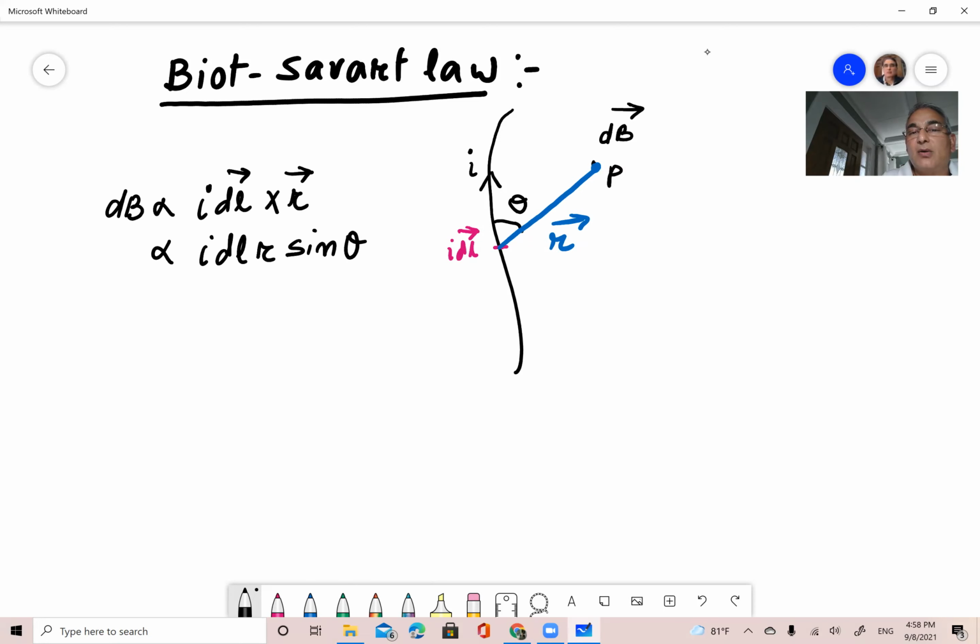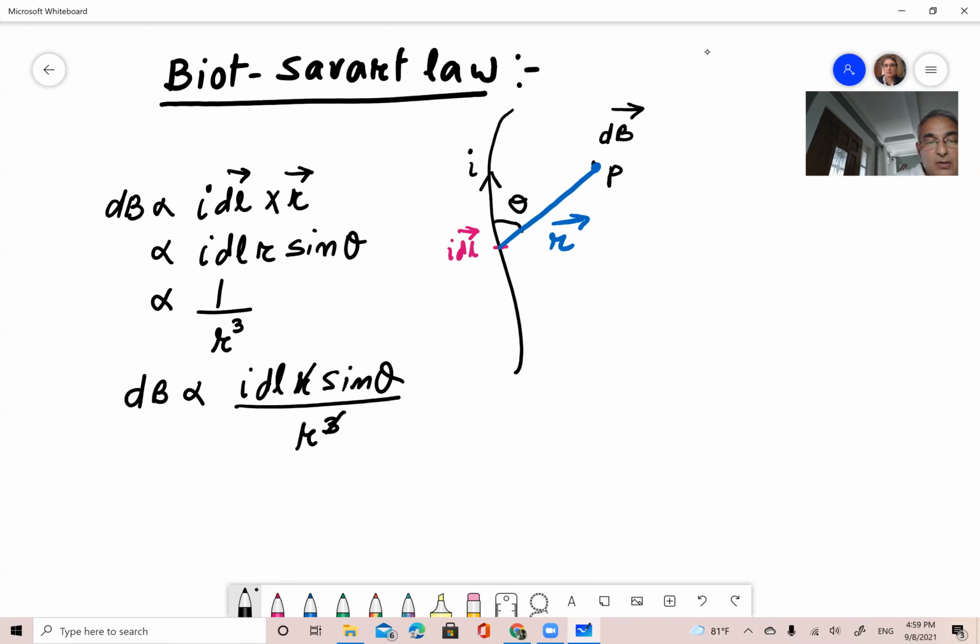This small magnetic field dB is also inversely proportional to the cube of the displacement vector, or the distance from the point to the current carrying element. When I join these two relations, dB is proportional to IDL R sine theta over R cube, or dB, as a vector quantity, is proportional to IDL sine theta over R squared.